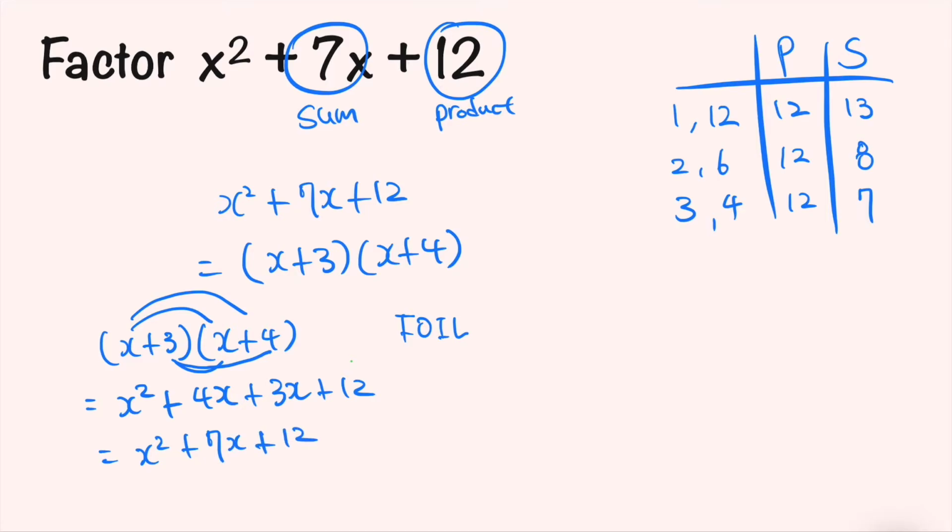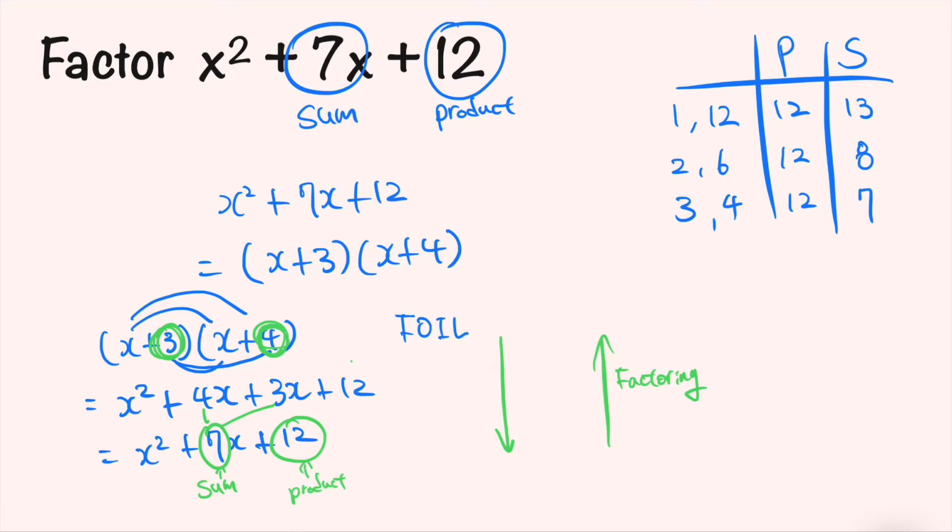And if you look at the final result, you can see that 7 is the sum of 4 and 3, and 12 is the product of 3 and 4. So when we're expanding, we went this way, but when we are factoring, we are going the other way. And how do we factor? We find two numbers, this number and that number. Their sum is going to be this number, and their product will be that number. And that's how we do it.